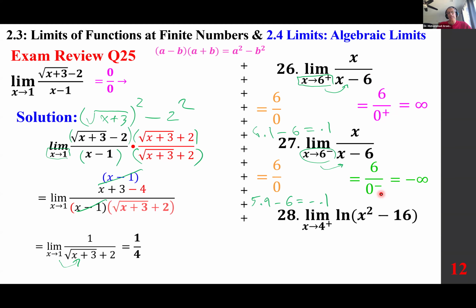The limit of ln, natural log of x squared minus 16 as x approaches 4 from the right. If you plug in 4, you get 0. 4 from the right, that means 0 from the right. And what is natural log of 0 from the right? I hope you remember the graph. As we approach 0 from the right, it creates a vertical asymptote, the y-axis. So the answer is negative infinity simply by remembering the graph.